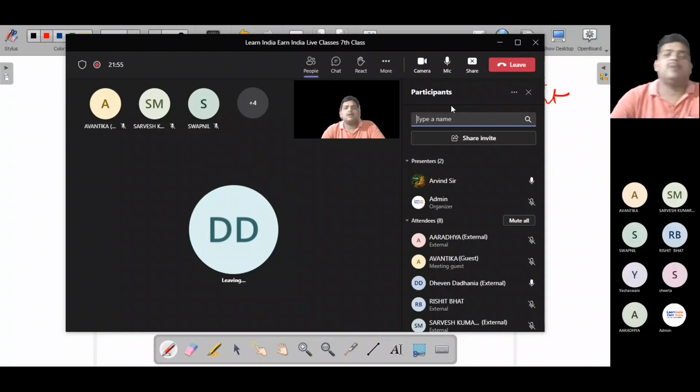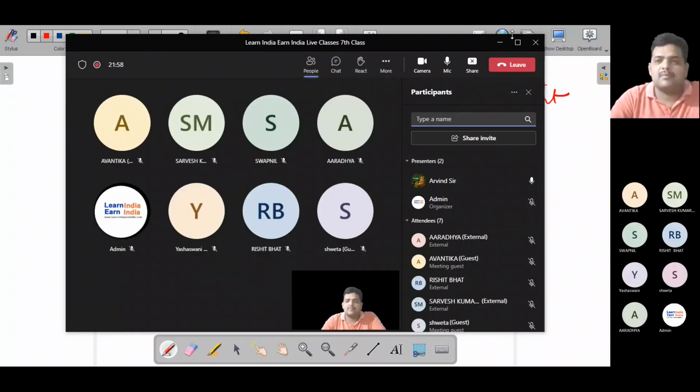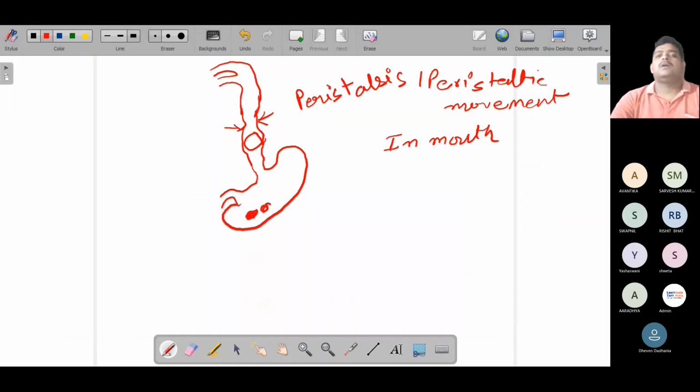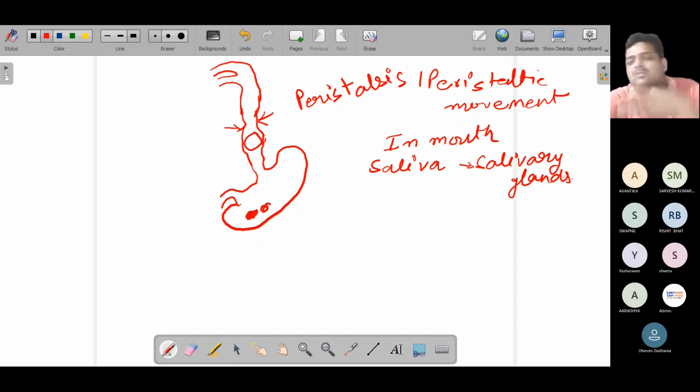So everyone, now pay attention to the class. See, up to now we have done nutrition or digestion in the mouth, and now we will be doing digestion in our stomach. So in the mouth, the main thing that comes is our saliva, which is secreted by the salivary glands. Saliva means the watery substance which is present in our mouth. In Hindi we call it मुंह में पानी आना.